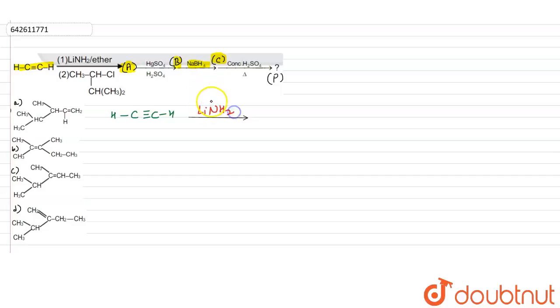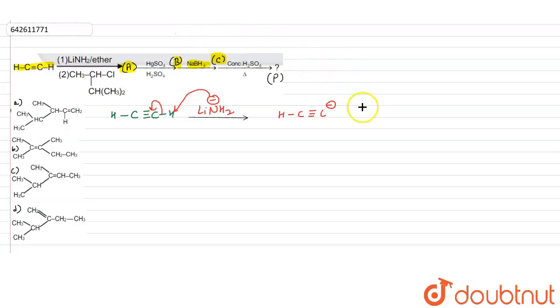Now you can see this has a negative charge, so it will abstract this proton, and there is a formation of a nucleophilic species. Now this nucleophilic species is treated with an alkyl halide.